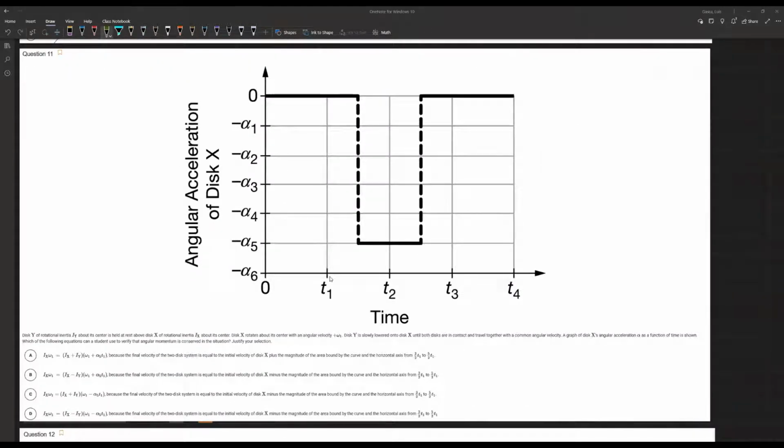Question 11. Disk Y of rotational inertia Iy about its center is held at rest above disk X with rotational inertia Ix about its center. Disk X rotates about its center with an angular velocity omega 1. Disk Y is slowly lowered onto disk X until both disks are in contact and travel together with a common angular velocity. A graph of disk X's angular acceleration as a function of time is shown. Which of the following equations can the student use to verify that angular momentum is conserved in the situation?